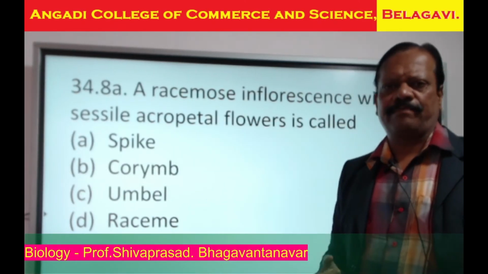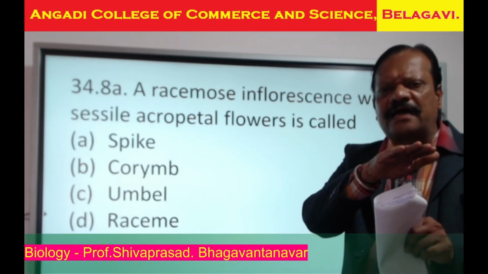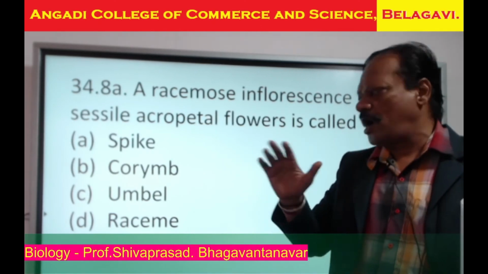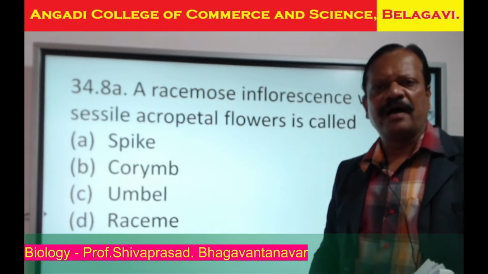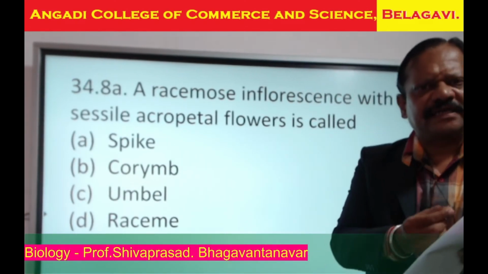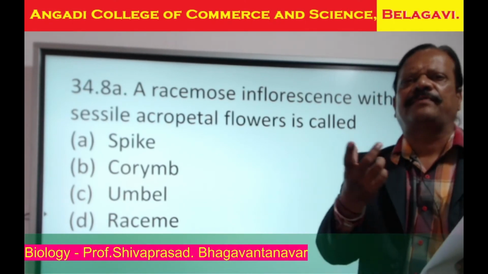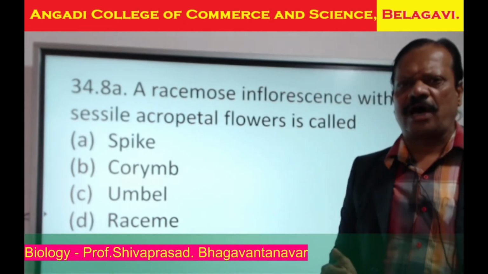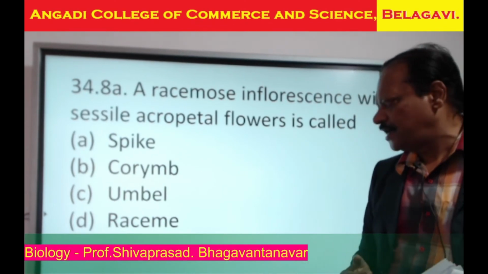Now corymb type. In case of corymb, all flowers are arranged in one layer and a flat, rounded layer is formed. Then you call it corymb. Umbel is also similar. Depending on the flower stalks, some of them are reduced, some of them are long. As a result, an umbrella-shaped structure is formed, and then you call it umbel type of inflorescence.